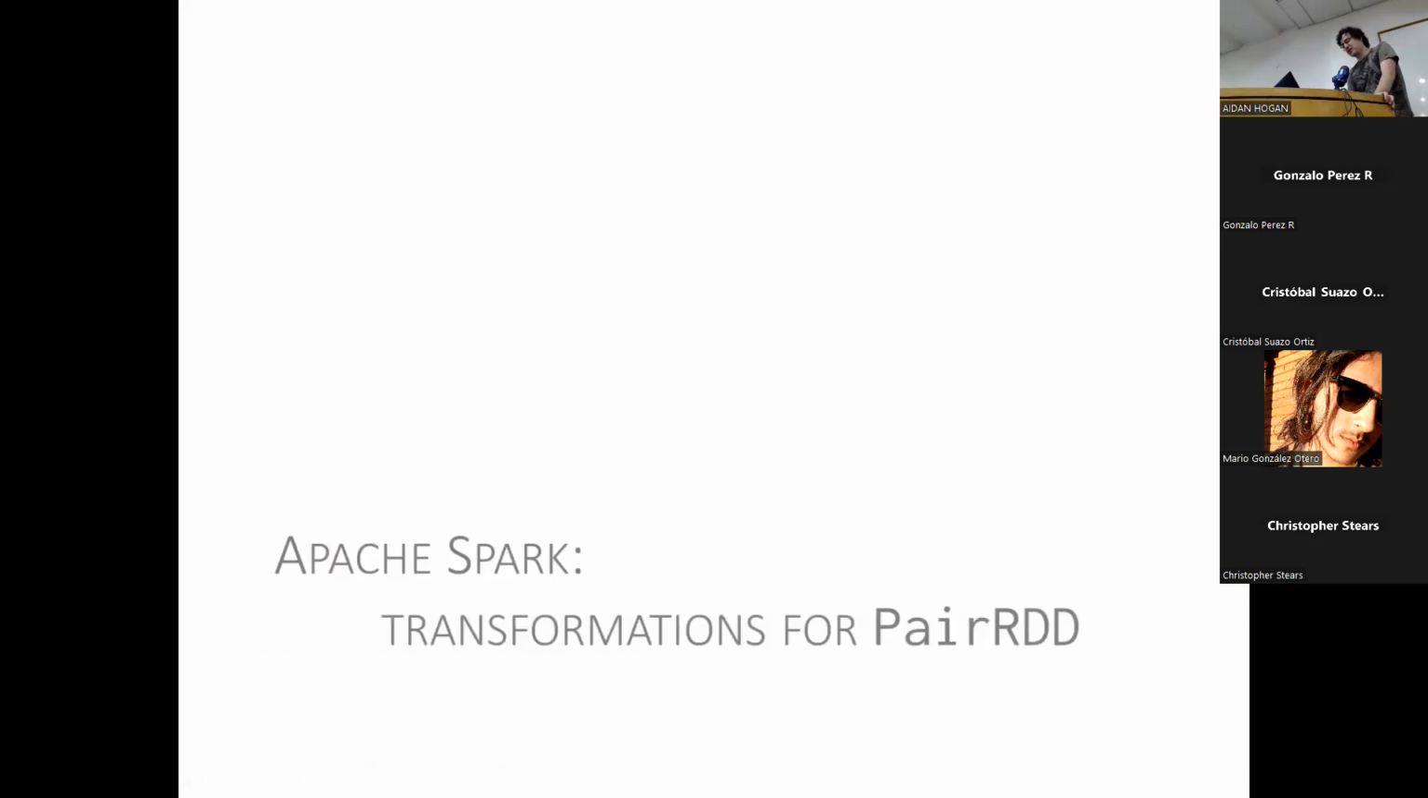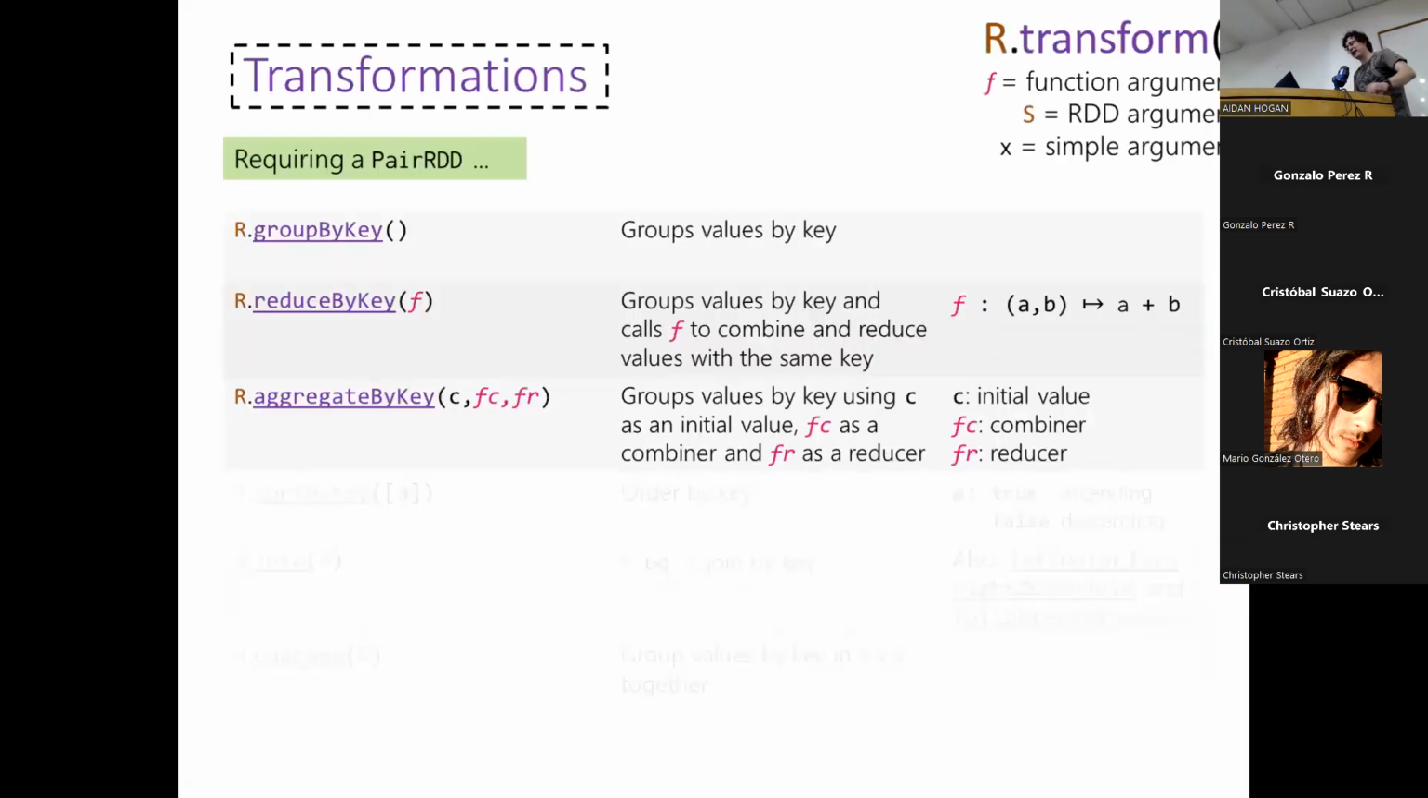Okay, so if there's no questions, we can get to the transformations for pair RDDs in a little bit more detail. And I said that I would explain to you in more detail what these three functions are doing. Understanding these three functions as well will be critical for the lab on Wednesday. And they're very common functions that we want to apply because they allow us to do map reduce style processing. So we have group by key, we have reduce by key, and we have aggregate by key.